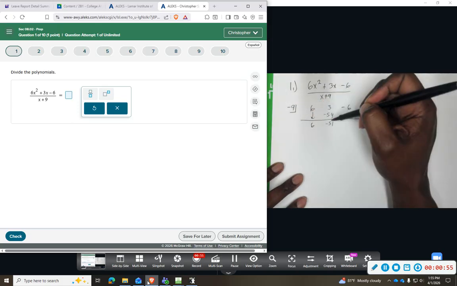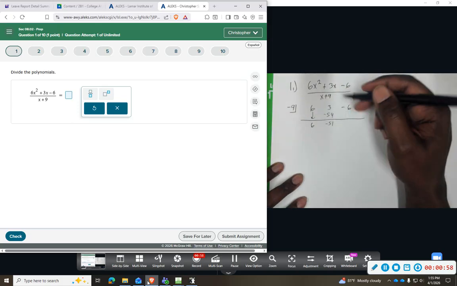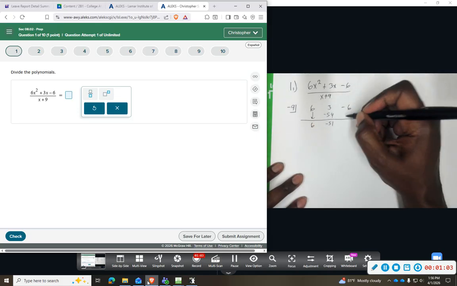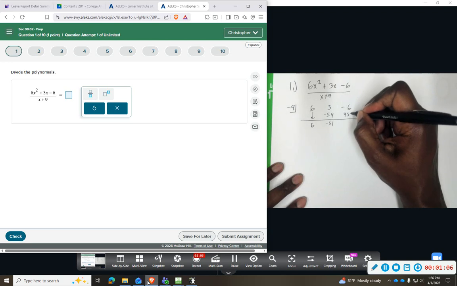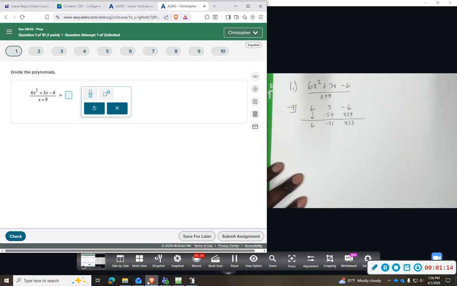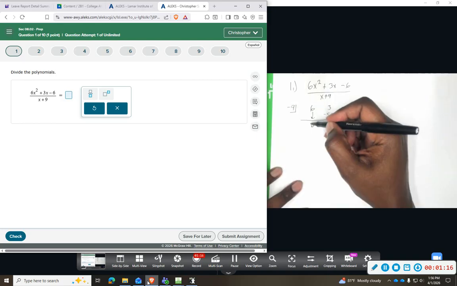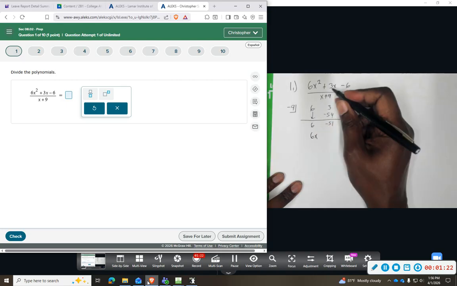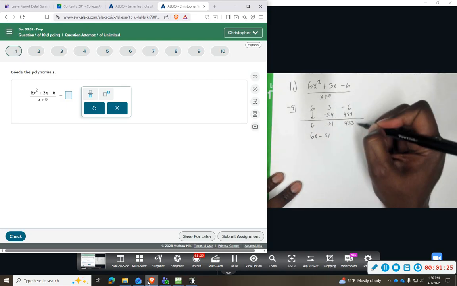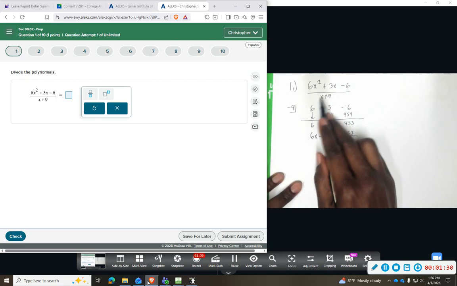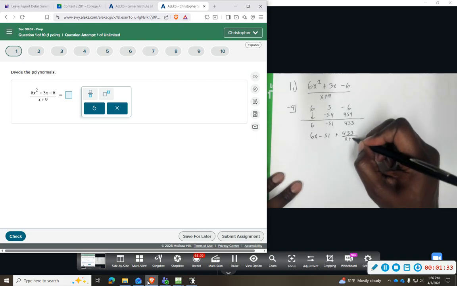And then a negative 9 times negative 51 will give us a positive. It'll be 459. And then we will subtract 6, and that would give us 453. And this would give us a resulting polynomial. So we'll start with x squared. This will be 6x minus 51, and then plus 453 divided by the divisor of x plus 9.